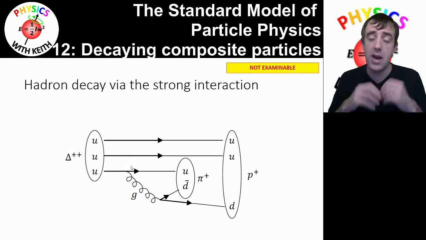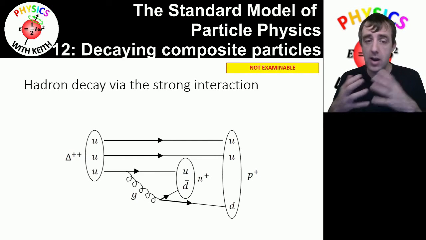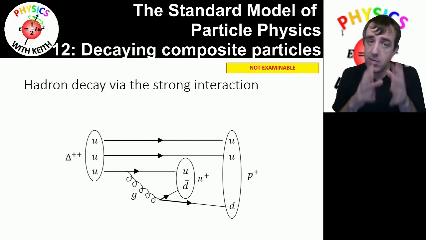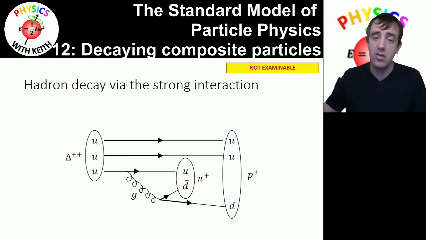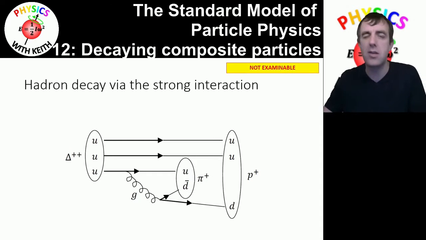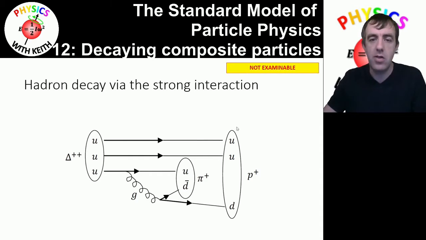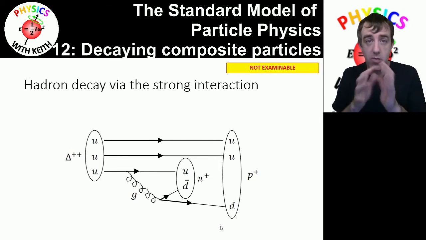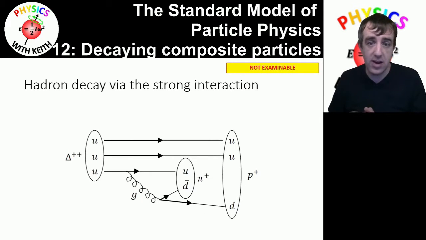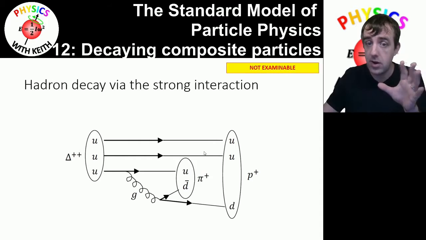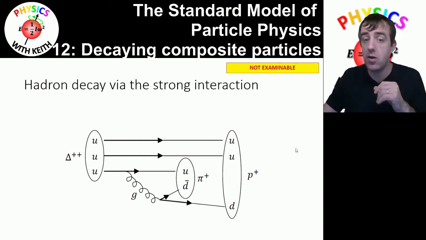That gluon can decay into a quark and an antiquark pair. They have to be the same type of quark. So in this case, the gluon decayed into a down quark and an anti-down quark, or a down antiquark, should I say. And when those 5 quarks reconfigure themselves to the lowest energy state, you end up with a proton, up, up, down, and a pi+ is emitted. So this is how a delta++ can decay via the strong nuclear force into a proton and a positive pion.